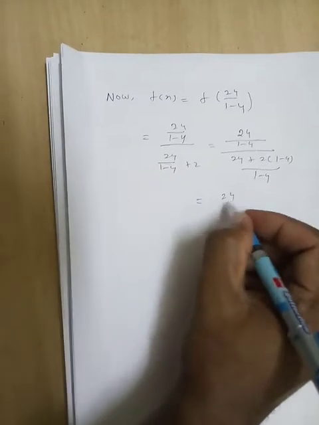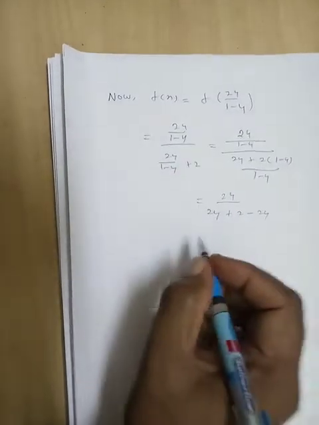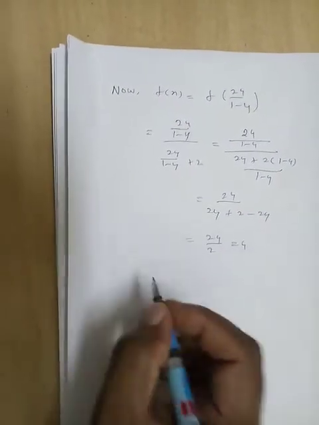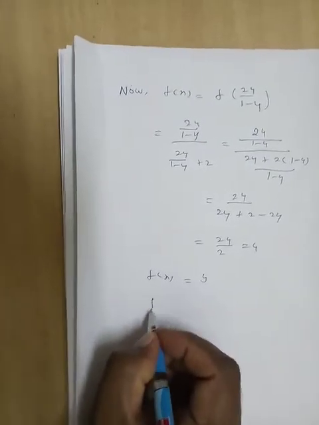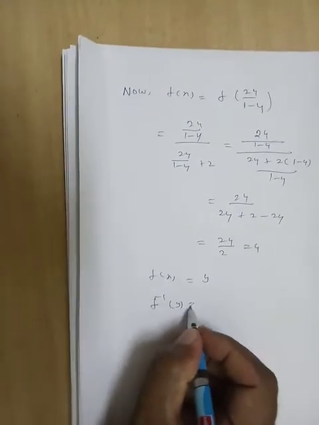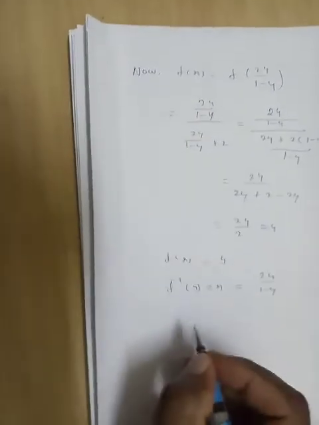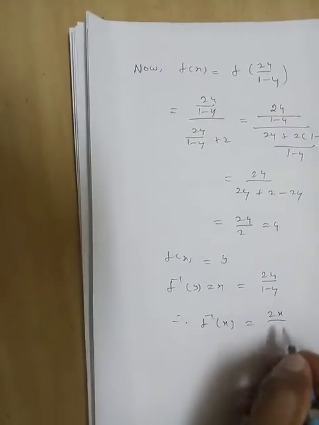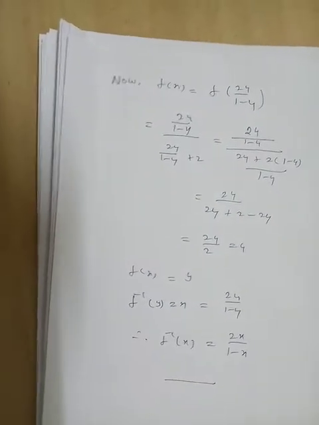Remaining term 2y by 2y plus 2 minus 2y. This is equal to 2y by 2 equal to y. So f of x is equal to y. Then f inverse of y equal to x. This is equal to 2y by 1 minus y. Therefore, f inverse of x is equal to 2x by 1 minus x, which is the inverse of the given function.